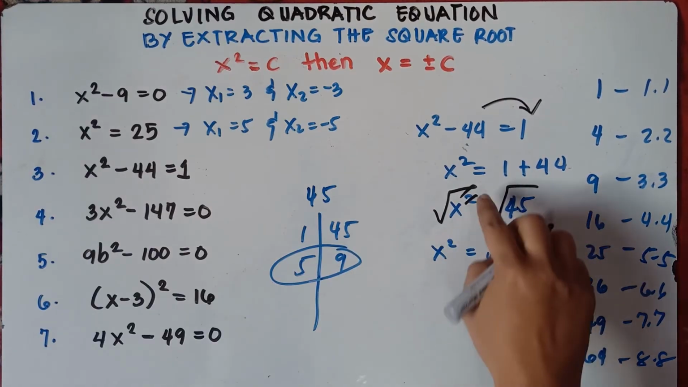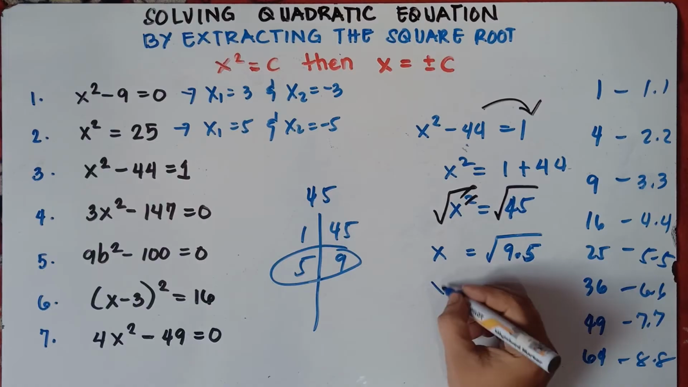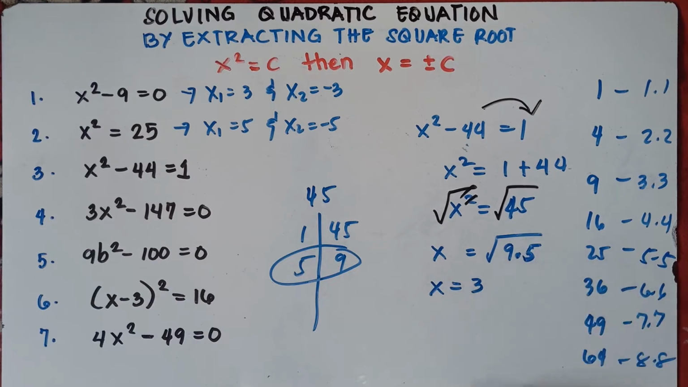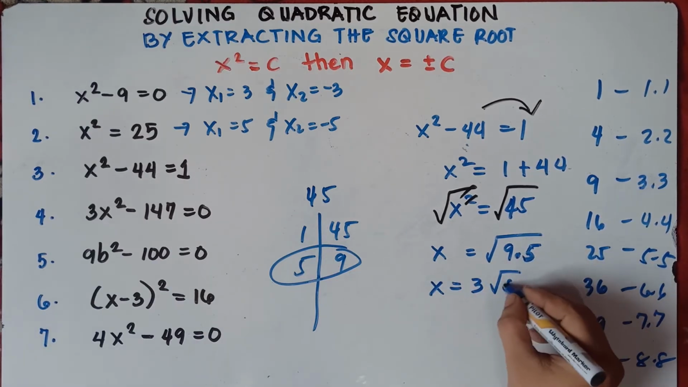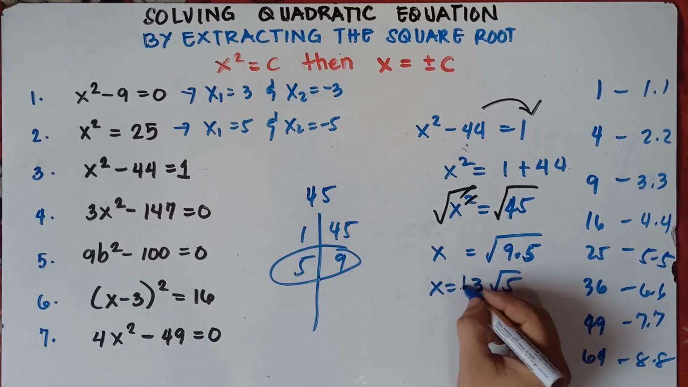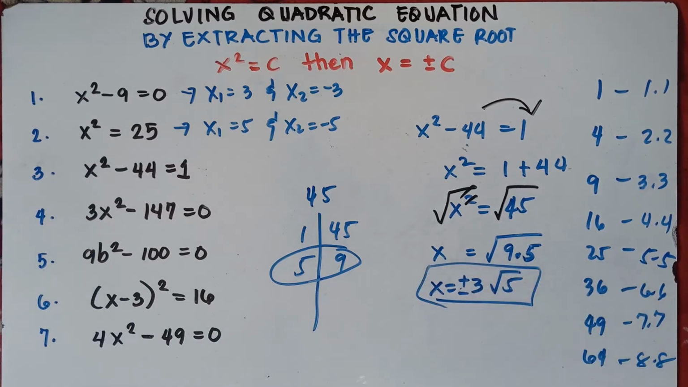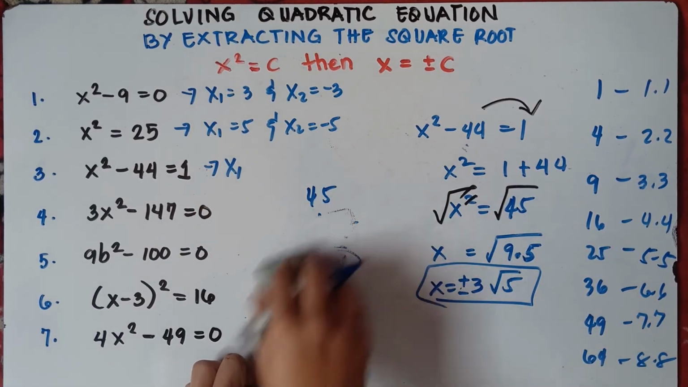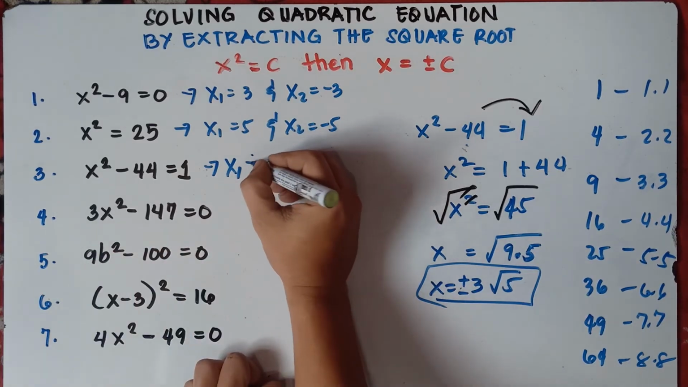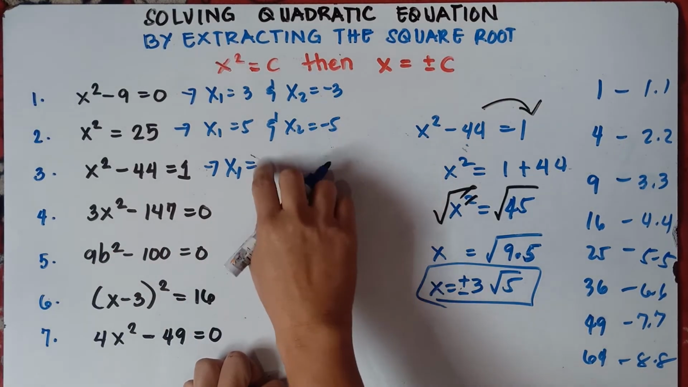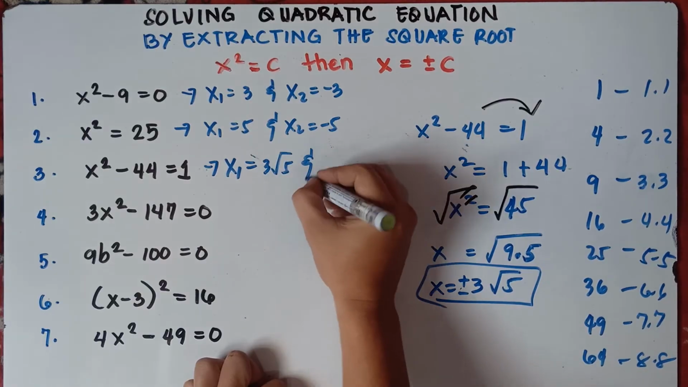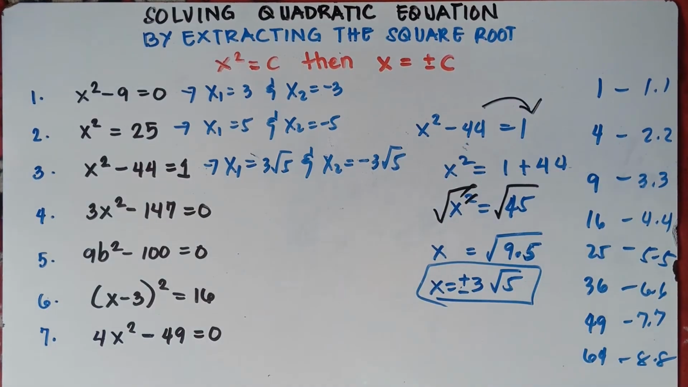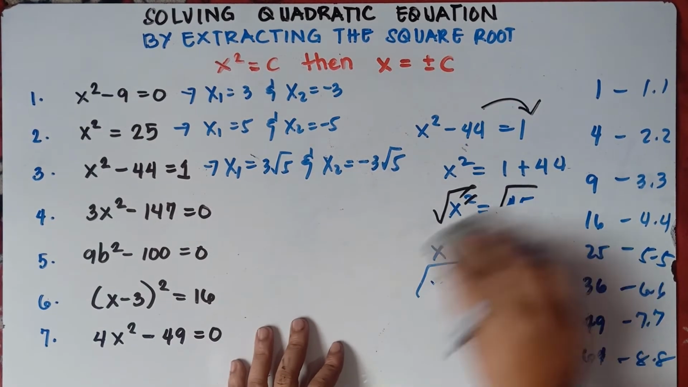So this will be, okay, we cancel the square, so this will be cancelled. So x equals, the square root of 9, you put it outside. The square root of 9 is 3. And the square root of 5, we don't have a square root of 5, so simply copy. And then you put positive and negative. This will be your answer, class. So your x sub 1 will be positive 3 square root of 5, and your x sub 2 would be negative 3 square root of 5. Alright, so that's it for number 3.